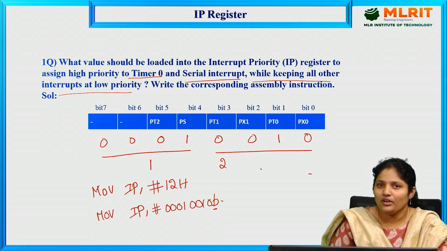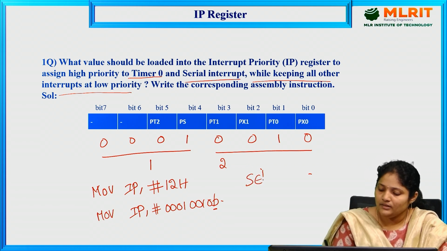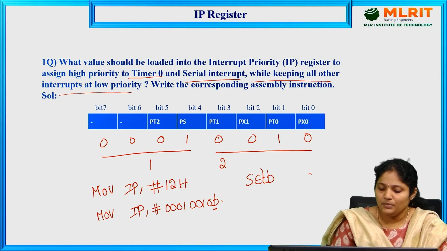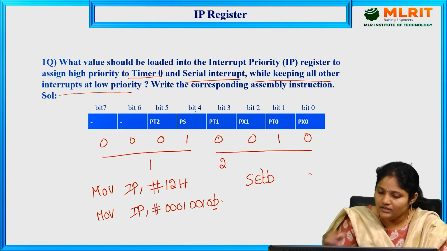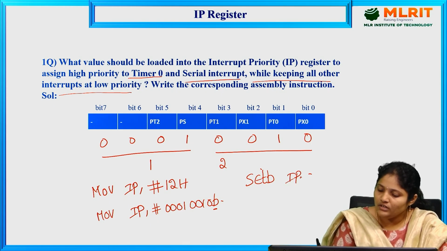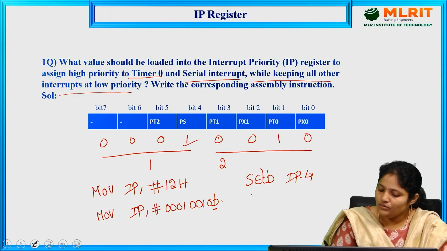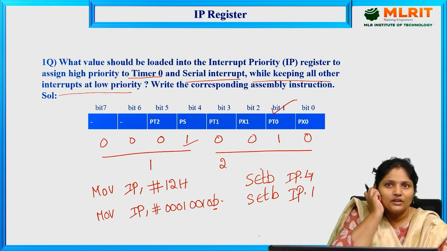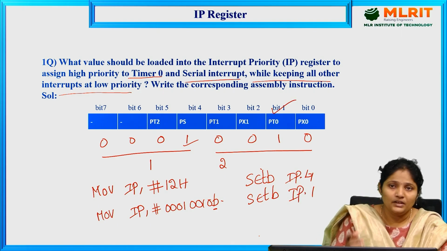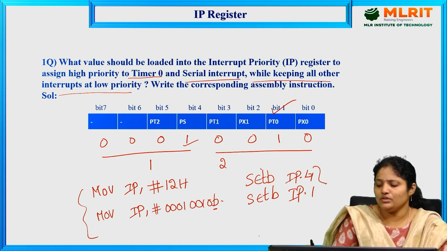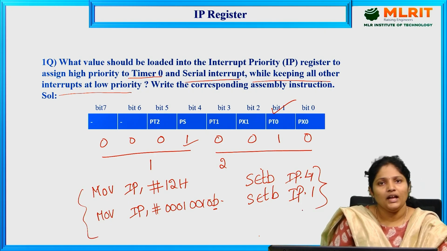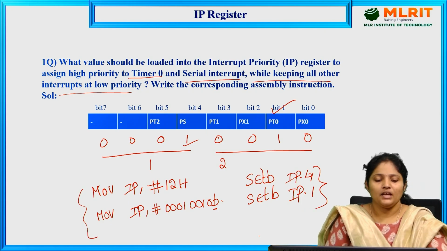Or else you could use two instructions. SETB IP.4, since this one is bit 4, will enable this one. Or else you could write SETB IP.1, which will enable this one. So this is how we enable. These are the instructions used to enable or disable bits in the IP register. Coming to the next one.